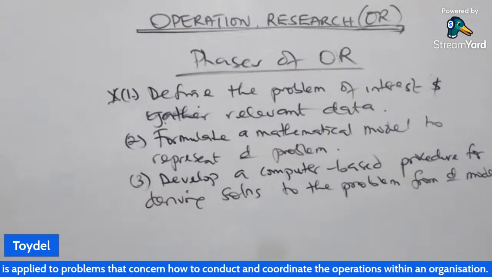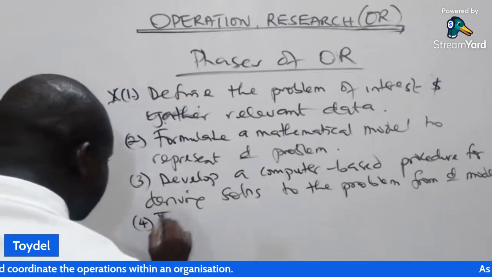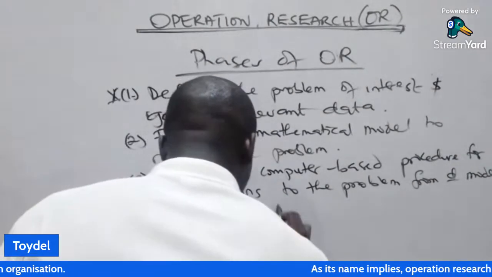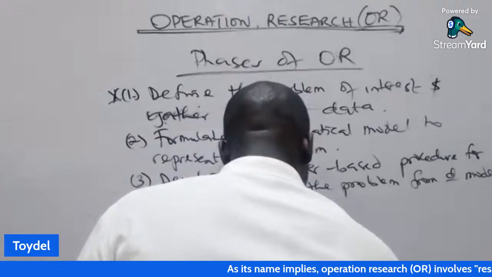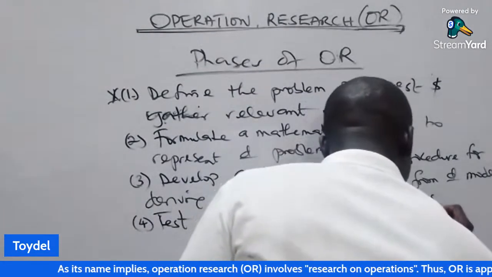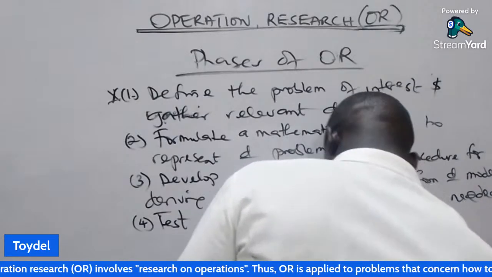Then once we are able to do that, we test the model and refine it as needed. The next one is that we test. There's need for testing. We test the model and refine it as needed.